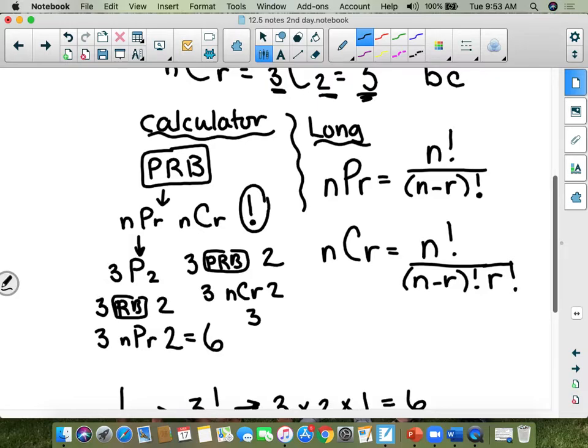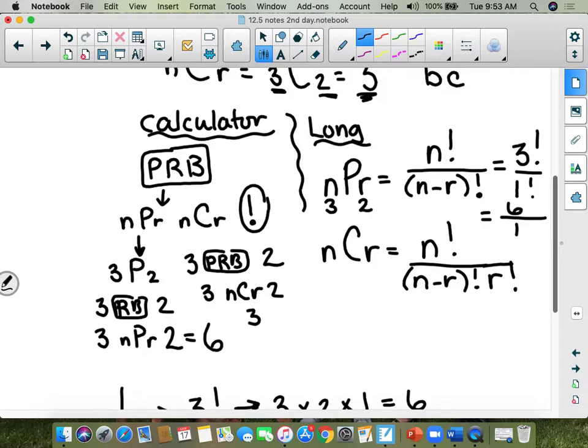So I'm just going to show you, if you don't have those buttons, how to do it. So remember, this was the 3 and this was the 2. All you do is put 3 factorial on the top, because that stands for the N. What's 3 take away 2? What happens when you subtract 3 take away 2? You're going to have 1 factorial down there. And then what I would do is figure out what 3 factorial is. I think it's 6, and 1 factorial is 1, and 6 divided by 1 is 6.